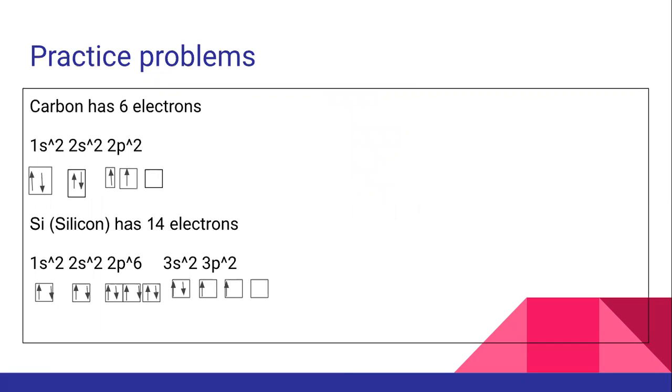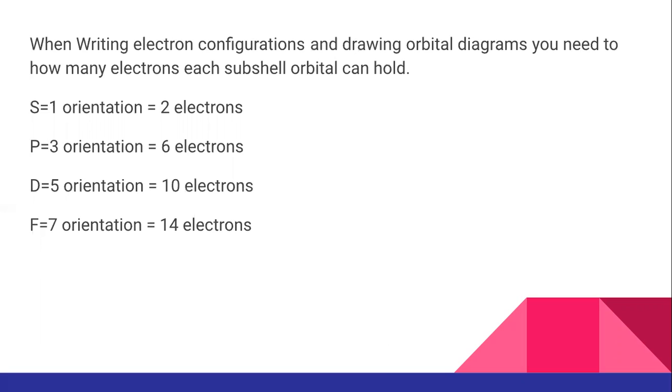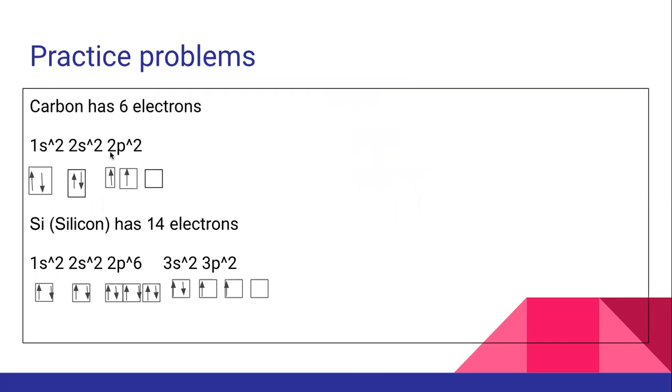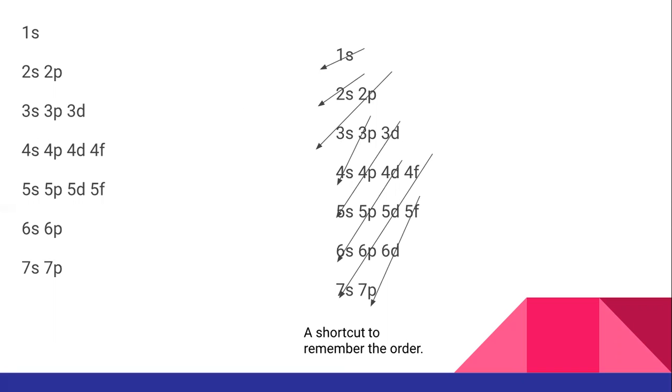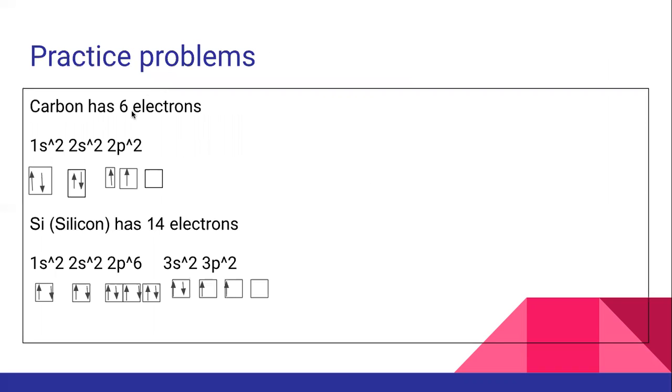So in our practice problems, first we have carbon here. When you look at the periodic table, carbon has 6 electrons. So 1s can hold 2 electrons, like I showed you right here. Then 2s can also only hold 2. And then 2p holds 6, as I showed you it can hold 6 electrons. But because there's only 6 electrons, we only need it to hold 2.